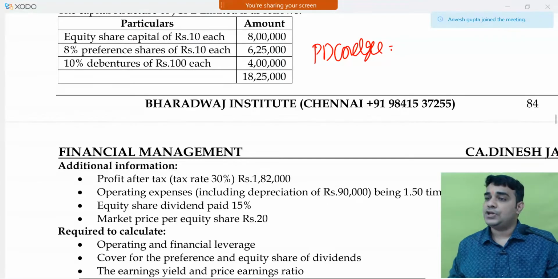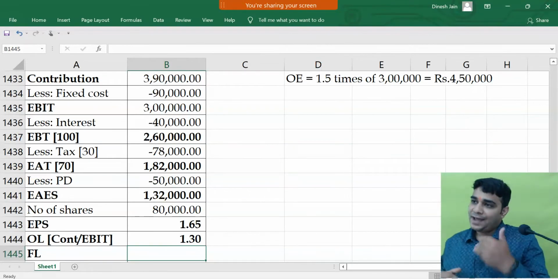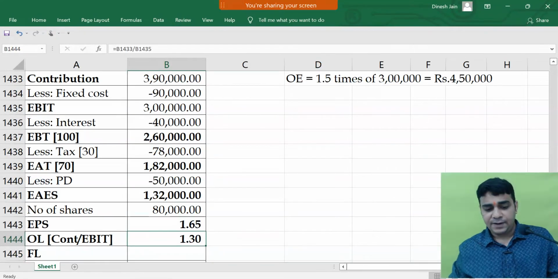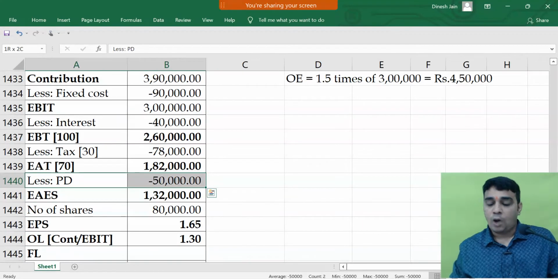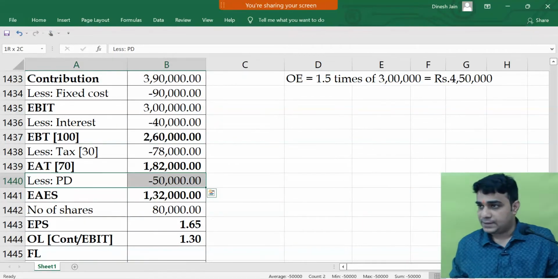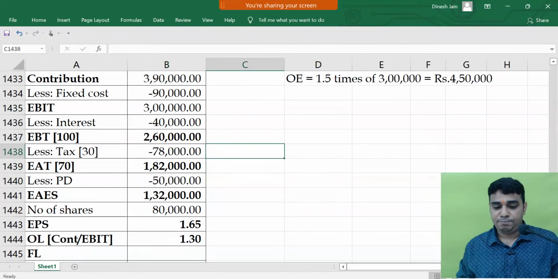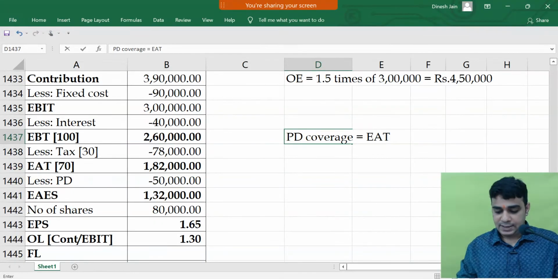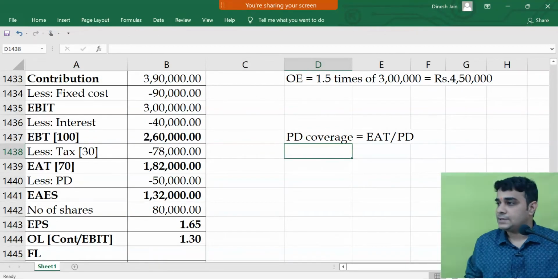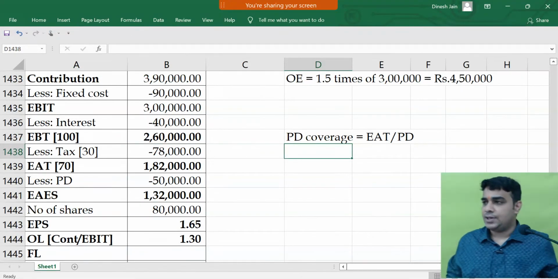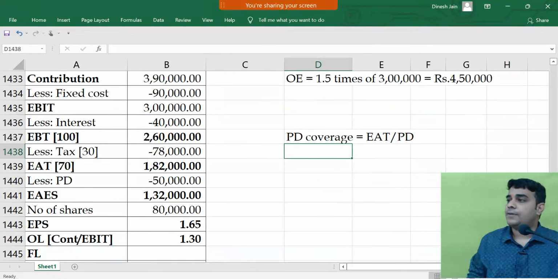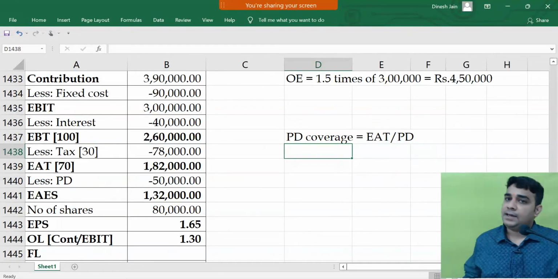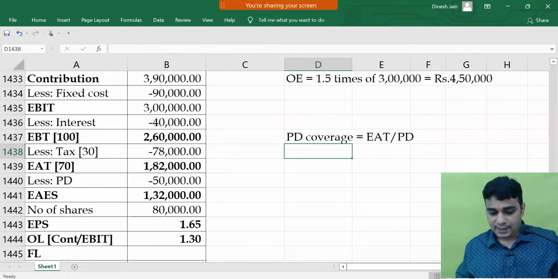Any coverage ratio is from where are we paying that money divided by what are we paying. For example, preference dividend is paid out of EAT of the company. So PD coverage is equal to, I am going to pay it out of the EAT and I am paying preference dividend. The calculation is not the important part. Preference dividend coverage ratio is, what are you paying is the denominator. From where are you paying it? You are paying it out of the earnings after tax.